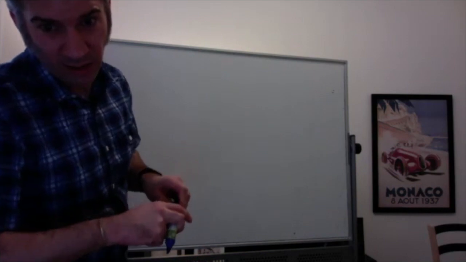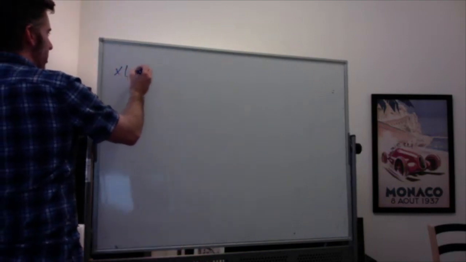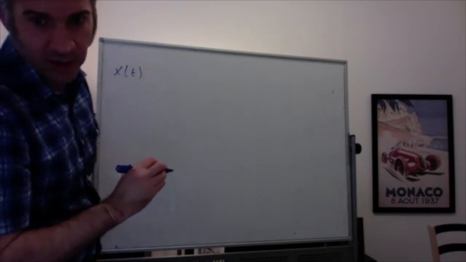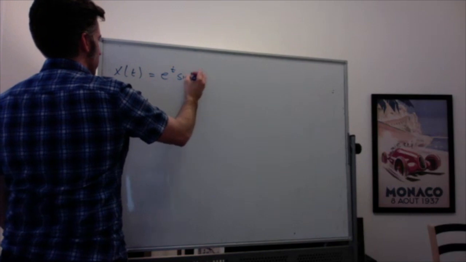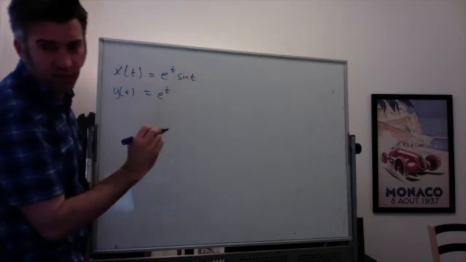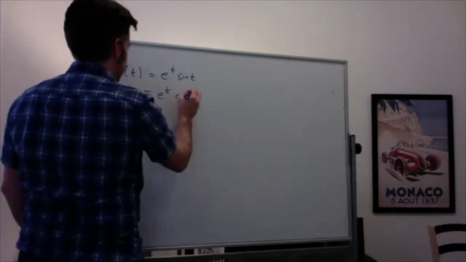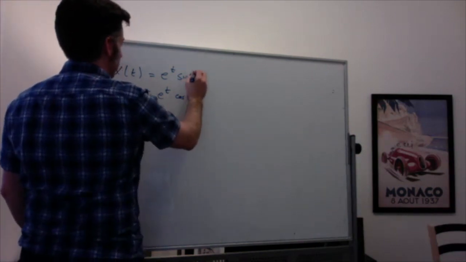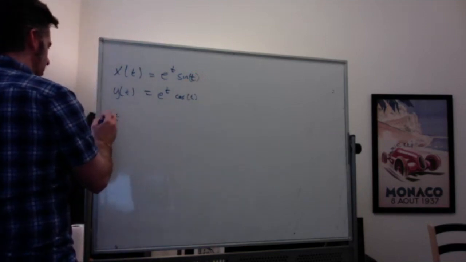So let's look at the next one here. And let's look at x of t. Oh, and then we'll do some surface area as well. x of t equal to e to the t sine of t. And y of t is e to the t cosine of t, I believe. Yes. This one, I think, is going to be quite a bit nicer. And then t is between 0 and pi.